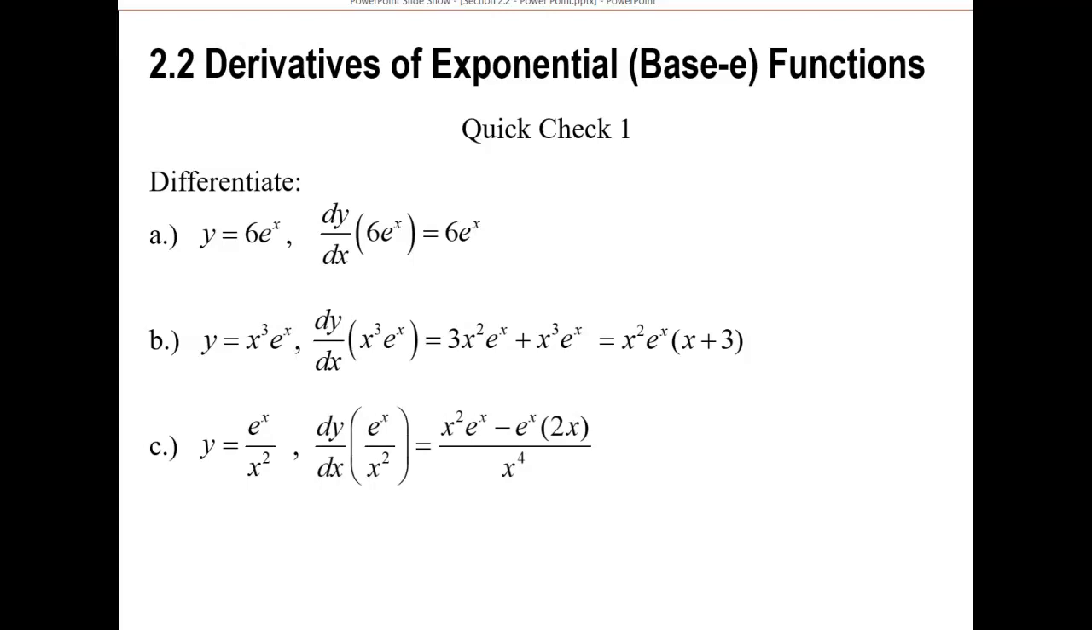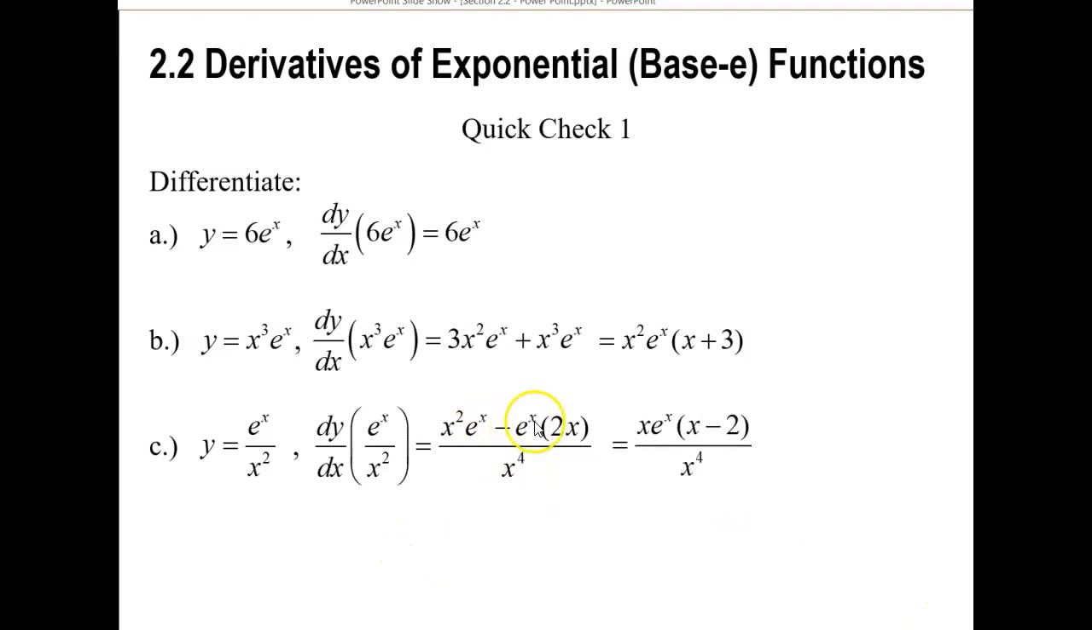All right, this one is quotient rule. So here we take the bottom, x squared, times the derivative of the top, which is itself, e to the x, minus the top, e to the x, times the derivative of the bottom, which is 2x, and we divide by the bottom squared. So x squared squared is x to the fourth.